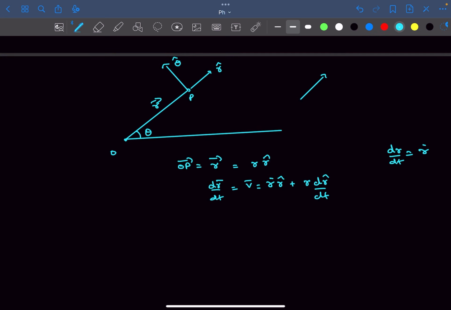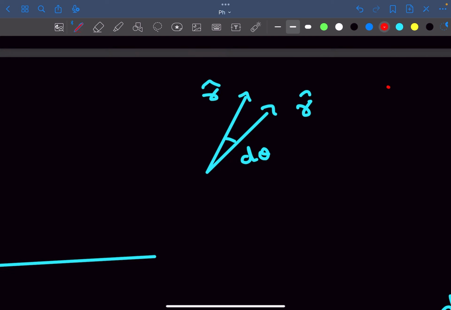So initially the r cap vector was something like this, and let's say after dt time, this line rotates by an angle of d theta. So even the r cap vector will rotate by an angle of d theta. If the line OP rotates by an angle of d theta, even the r cap vector will rotate by an angle of d theta. Now as we need dr cap by dt, dr cap is basically the change in r cap. Clearly r cap is a unit vector, so its magnitude is always 1. So what's changing is the direction.